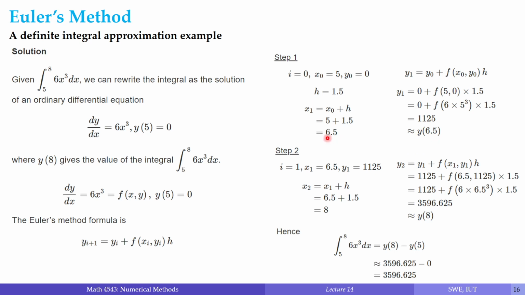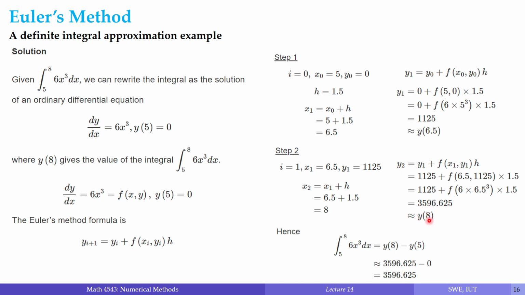Now let's proceed to the next iteration, step 2. In step 2, our value of i will get increased by 1, of course. Now our x1 that we garnered from the preceding step was 6.5, right? So our x1 is 6.5, and we have done similarly for y1. We have approximated that our value of y1 was 1125. So now we can similarly calculate the value of x2, which is 8, because we just added 1.5 to x1, and our approximation of y2, similarly, we end up with 3596.625. We say that this value is our approximation of the antiderivative function at the point 8.